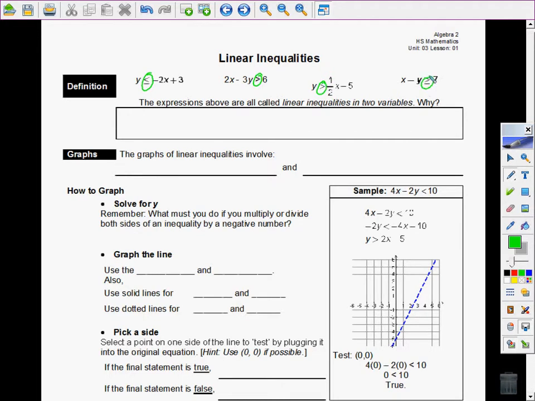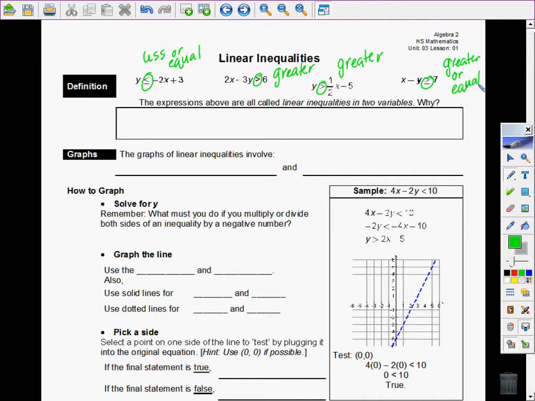Those are inequalities. Yes? This one is saying less or equal. This one is saying greater. This one is saying also greater. And this one is saying greater or equal. Okay? So those are your inequalities.